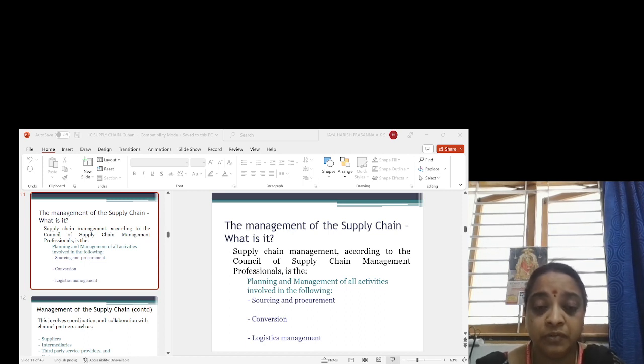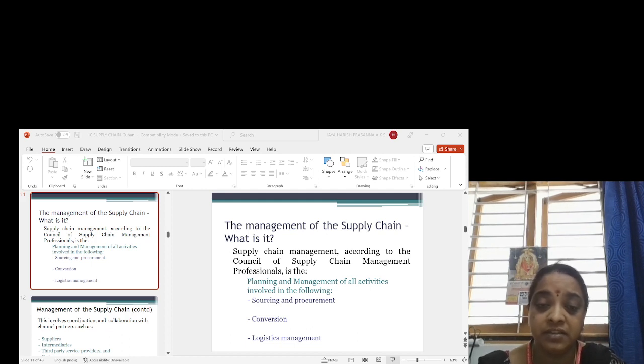The planning and management of all activities involved in supply chain management is very much essential for sourcing and procuring the raw materials, for increasing the conversion rate, and for logistics management. The management of the supply chain involves coordination between suppliers, intermediaries, third-party service providers, and customers. There should be coordination and collaboration between these channel partners to have effective supply chain management. It integrates supply and demand within and across organizations of the same nature.